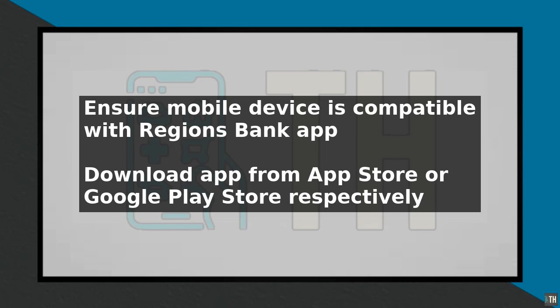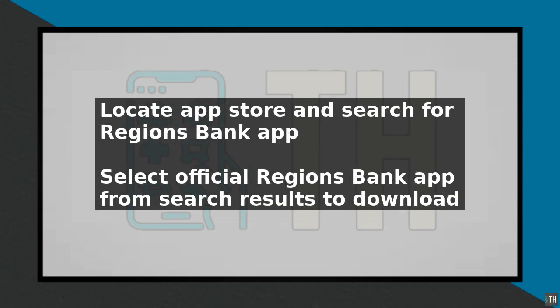First, locate the App Store on your device, either the App Store for iPhone users or the Google Play Store for Android users. Open the App Store and use the search function to find the Regions Bank app. Type in Regions Bank in the search bar and select the official Regions Bank app from the search results.